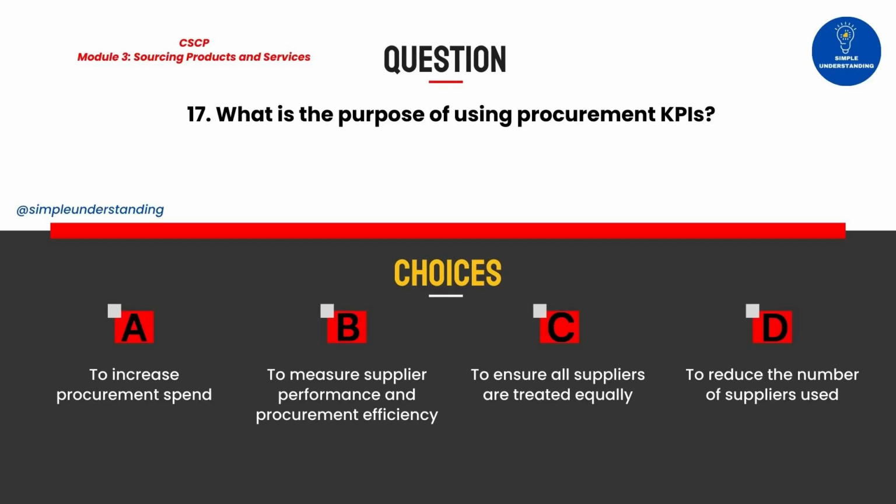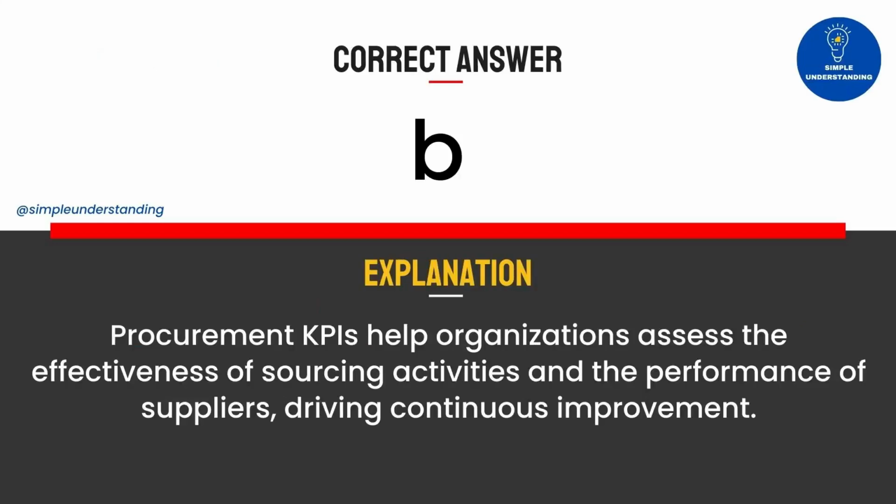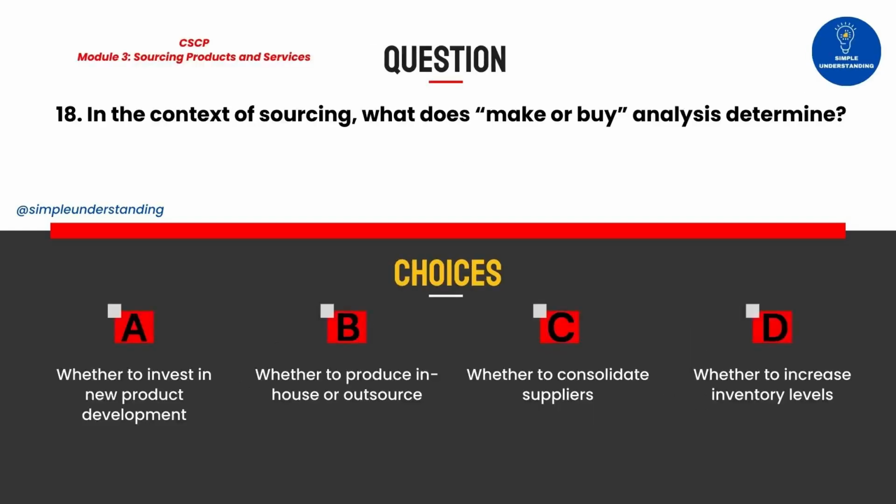17. What is the purpose of using procurement KPIs? A. To increase procurement spend. B. To measure supplier performance and procurement efficiency. C. To ensure all suppliers are treated equally. D. To reduce the number of suppliers used. Correct answer, B. Explanation. Procurement KPIs help organizations assess the effectiveness of sourcing activities and the performance of suppliers, driving continuous improvement.